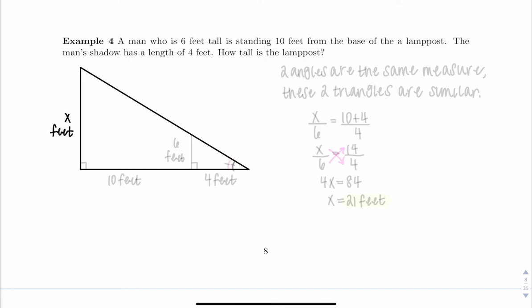We have a man standing 10 feet from the pole. So let's just draw a vertical line to represent the man. We know he's 10 feet from the pole and that he's 6 foot tall. His shadow is 4 feet.